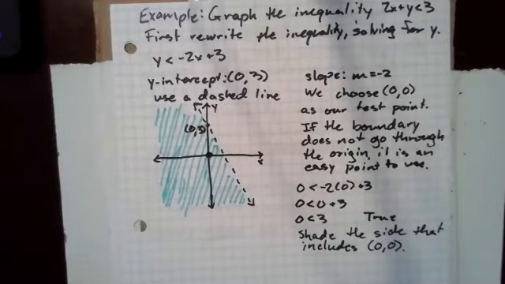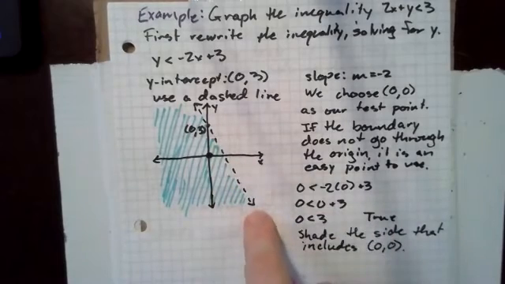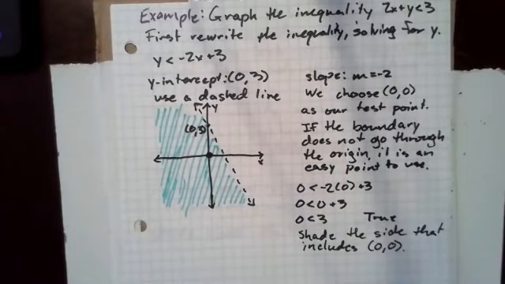For example, graph the inequality 2x plus y is less than 3. First, we rewrite the inequality solving for y. y is less than negative 2x plus 3. The y-intercept is (0, 3), and we're using a dashed line. So here is our line, our boundary uses a dashed line.